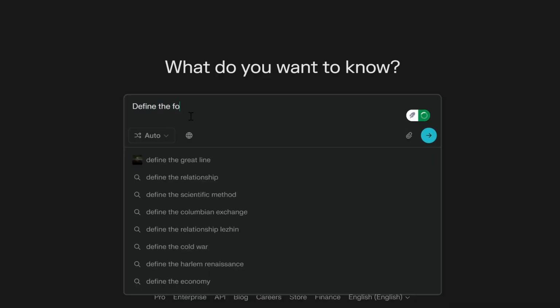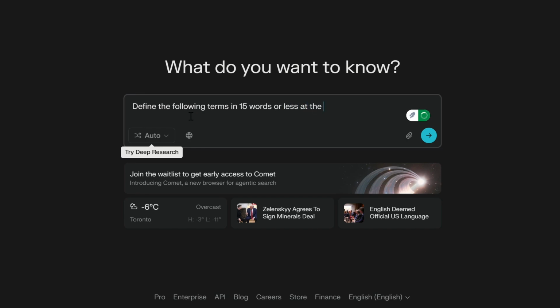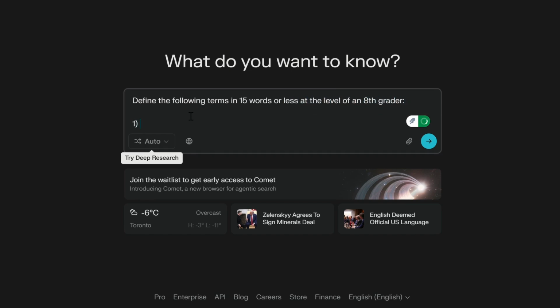Now I'm about to change your life because I actually have a really good hack for you, and it's to have AI reword things in the simplest way possible. And I'll even give you the exact prompt that I used for it. My favorite prompt of all time is explain this to me in 15 words or less at the level of an 8th grader. And sometimes I'll even do explain the following terms for me in 15 words or less at the level of an 8th grader. And I'll just list all of the terms that I'm having trouble with, and then it will give me just the list and I can just copy and paste them into flashcards.